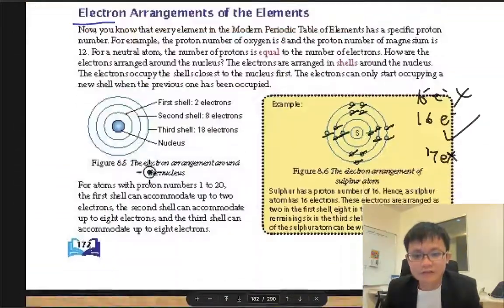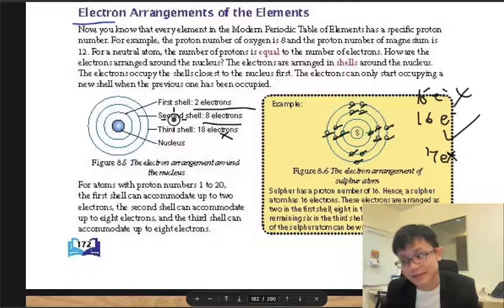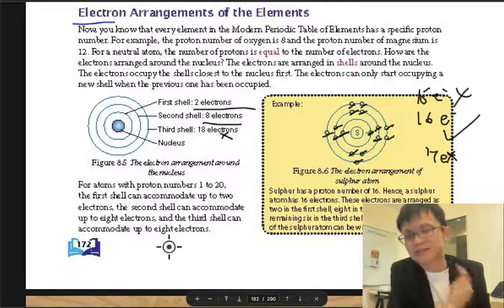Where was I? Okay, so now we know how to draw already. First shell is always 2 electrons, then 8. This one you don't need. I mean, it can be 18, but in your exam they won't ask 18 unless they modify the syllabus, but I don't think so.